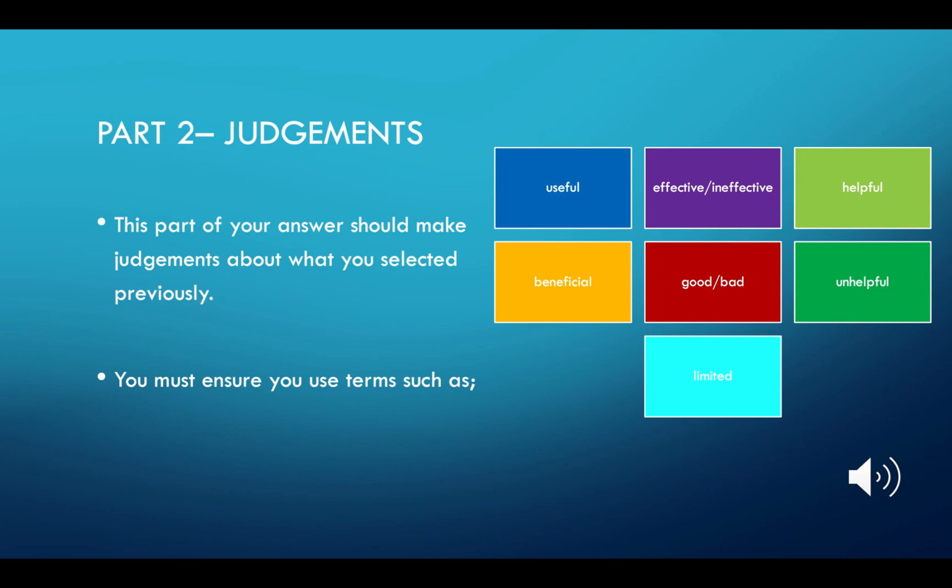The second stage of the 3-step process is to give a judgment. Now, once we've picked something out, so if we take, for example, our training partner, we then need to use language which shows to the marker that we're going to evaluate, that we're going to make judgments. And some key words and phrases that we need to include in our answer here could be things like useful, effective, ineffective, helpful, beneficial, good, bad, unhelpful, limited. These are words which show clearly to the marker that you are evaluating, that you are making judgments about specific things from your training programme.